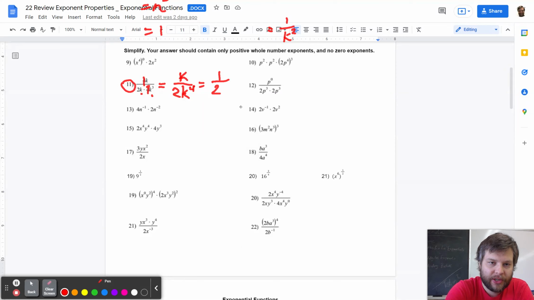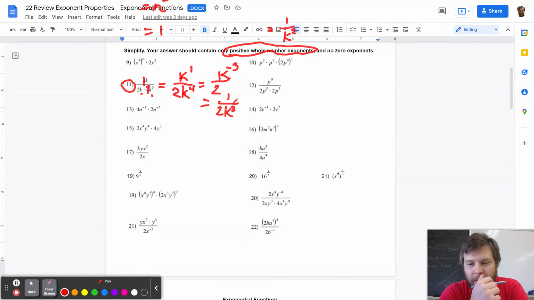When I do that, then I can write it as 1 over 2. And I have a couple options for how I can write it. I could write it as k to the negative 3, because if I do top minus bottom, I'm doing 1 minus 4. Or, because I want to make sure that I only have positive whole number exponents, that's in the directions here, I can write it as 1 over 2k to the third. And when we teach you the rule, we usually teach you to just go top minus bottom, because that tells you the power you get when your exponent's on the top of the fraction. But you can also extend that rule and think of doing bottom minus top, 4 minus 1, as long as you leave your answer on the bottom then.